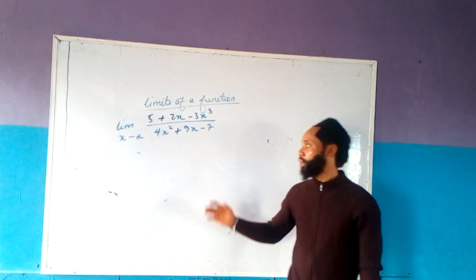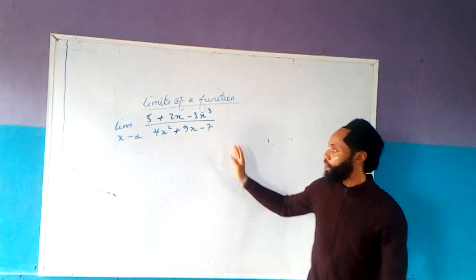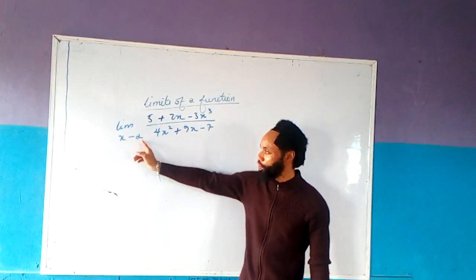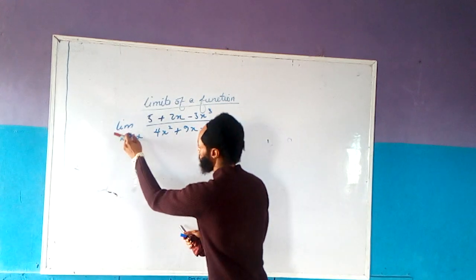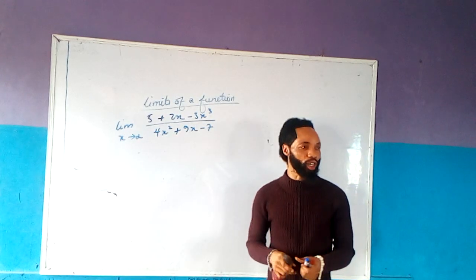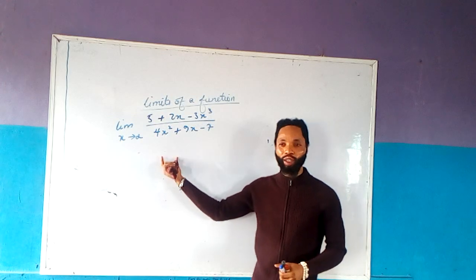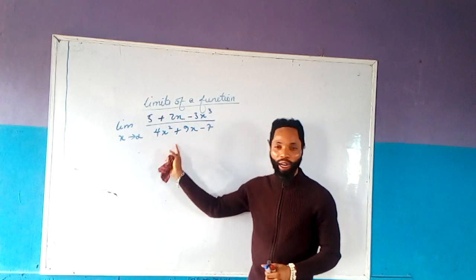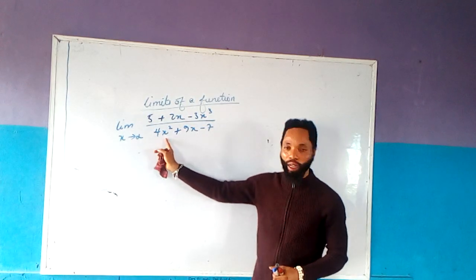Okay. All right. We have an expression here that we are asked to answer. Find the limit as x approaches infinity of this function. Now, please, before you solve a question as such, you want to be sure of the denominator. You need to divide through by the highest power of the denominator.